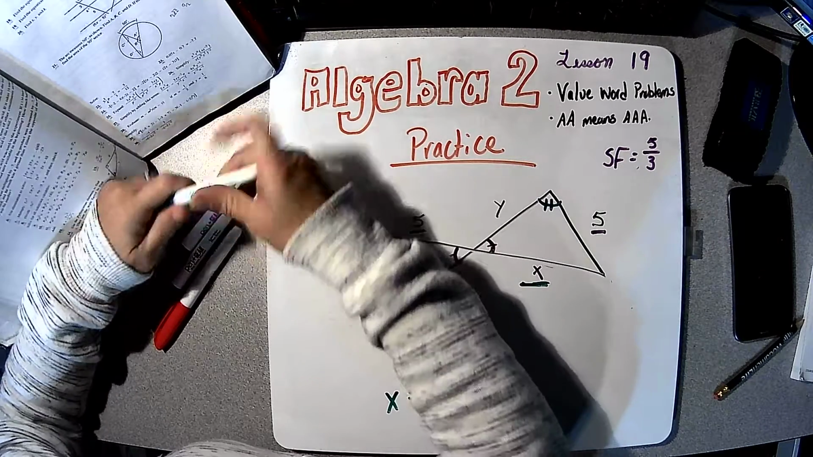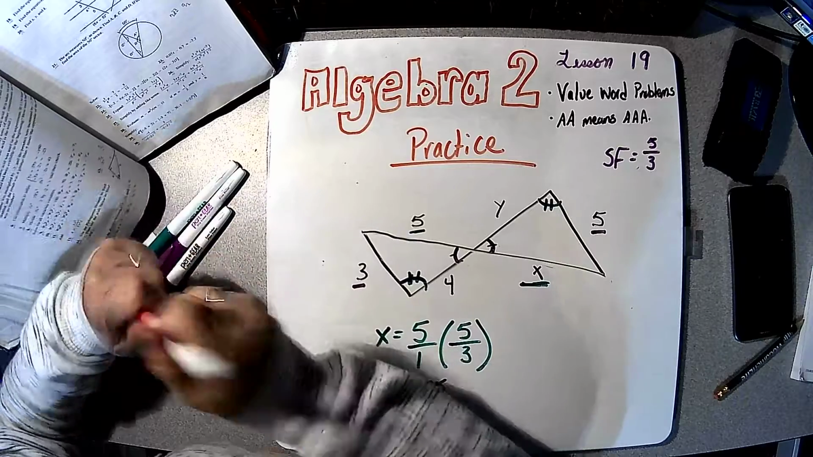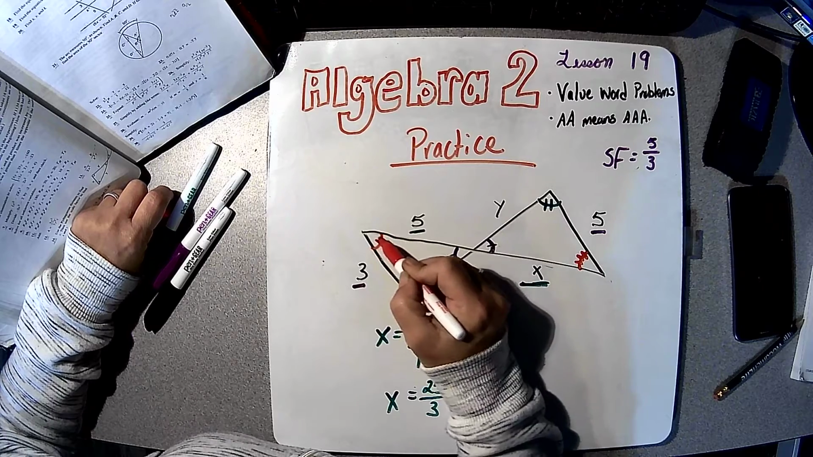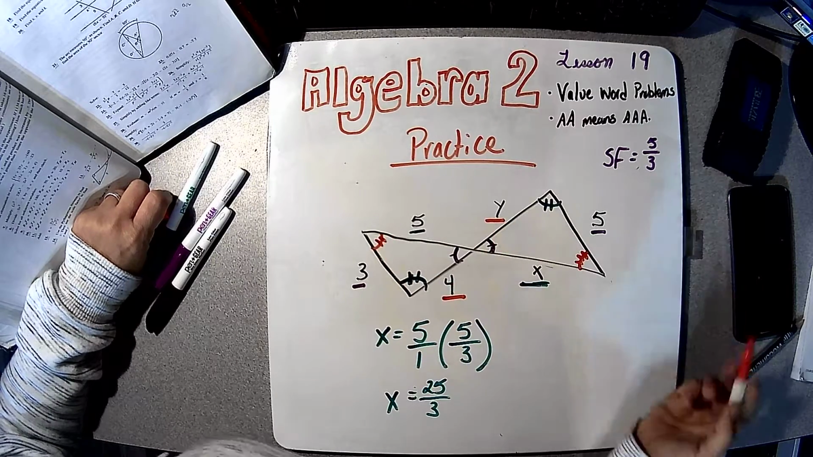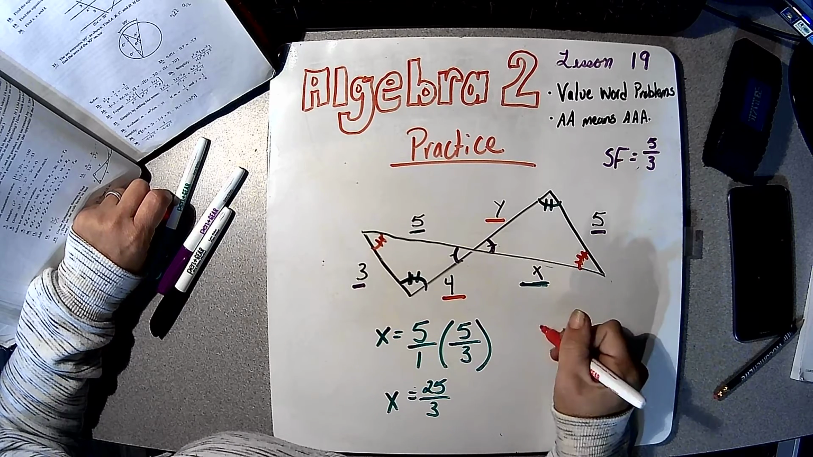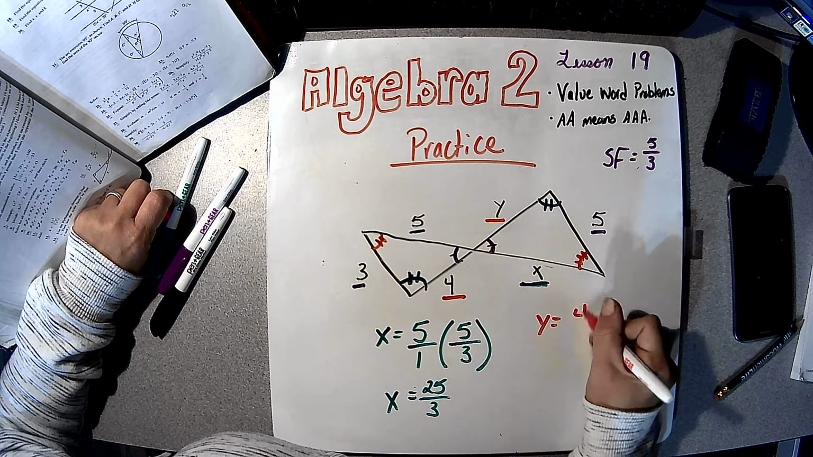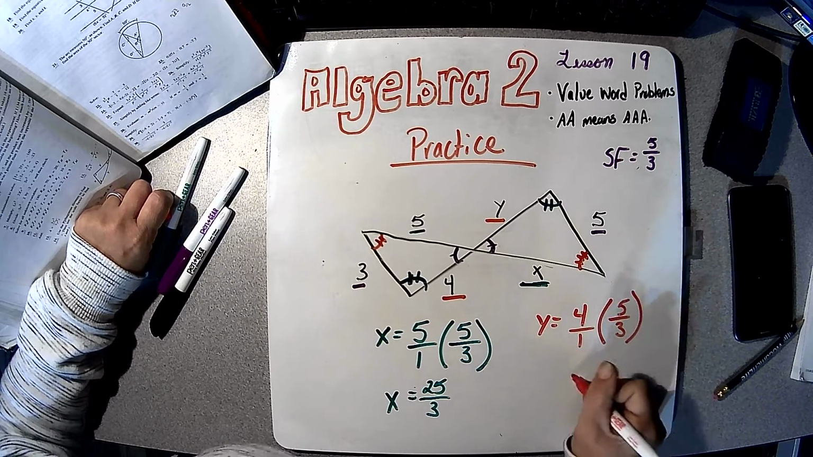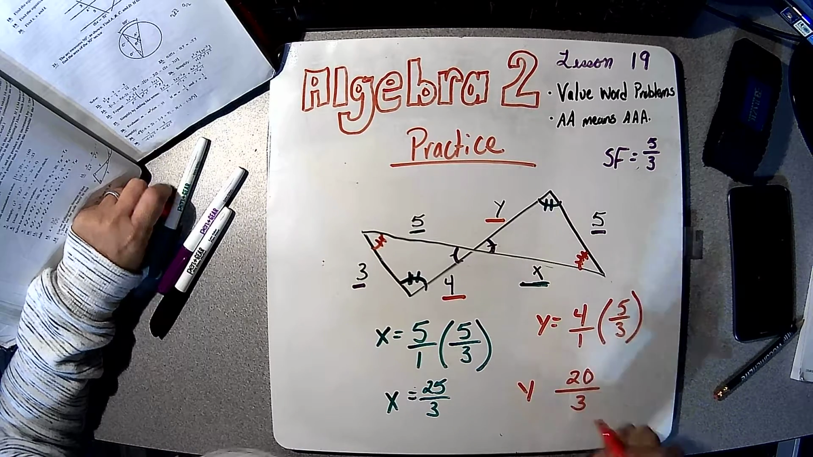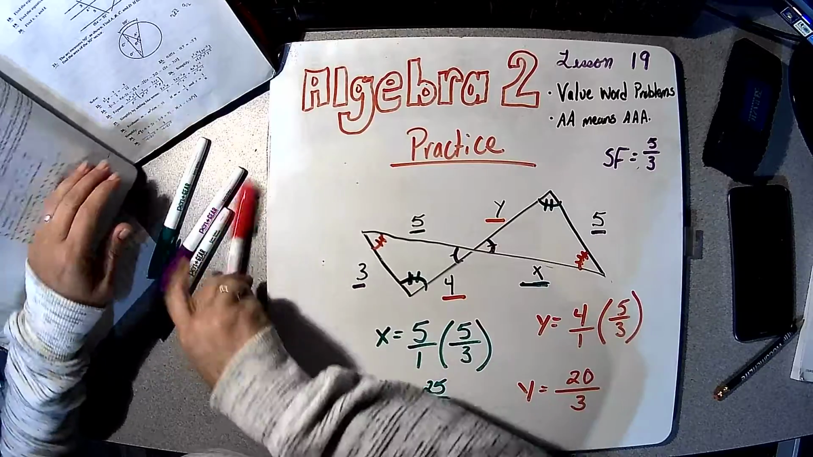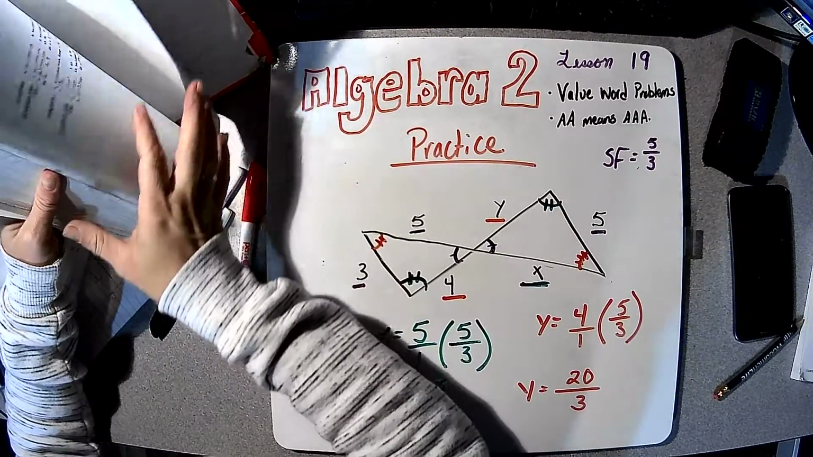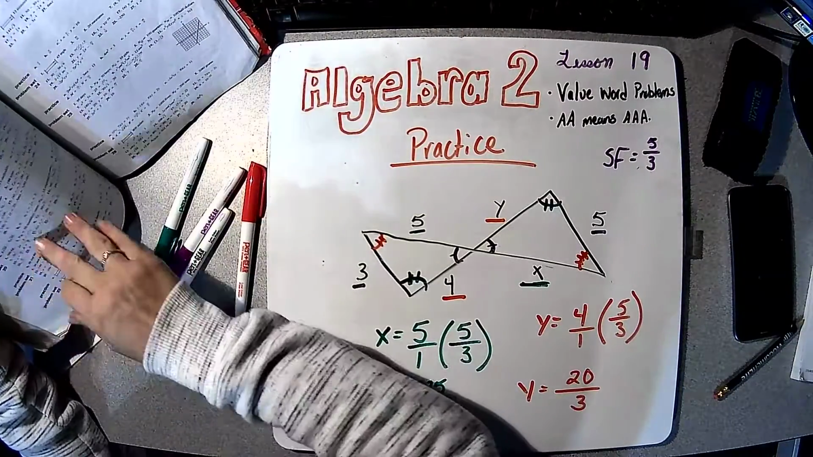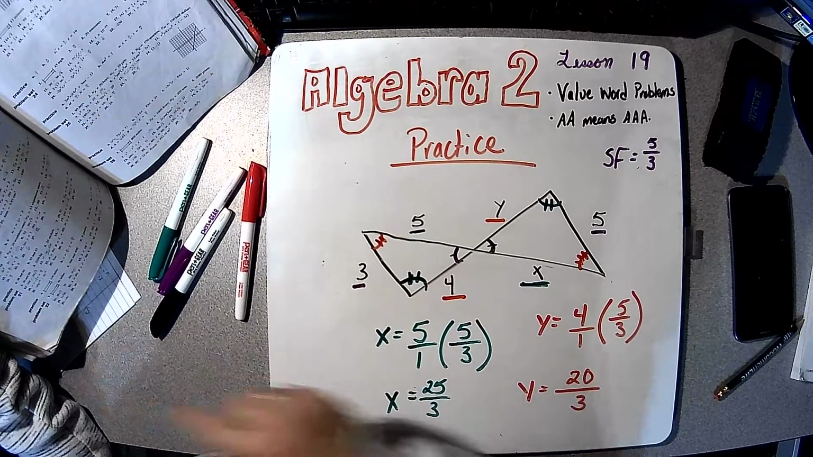All right, and then y. Now we know that our last one has to be equal to this one. That's going to be the 4 and the y. Okay, so y equals 4 times our scale factor, which is 5 over 3. 5 times 4 is 20 over 3. So y should be equal to 20 over 3. Let me double check that, make sure. 25 over 3, and 20 over 3. Yep.